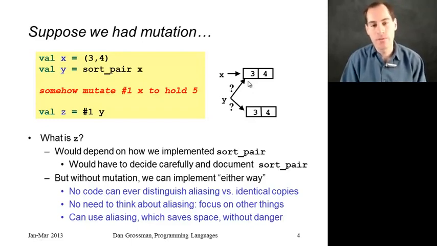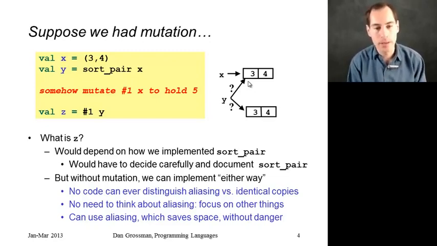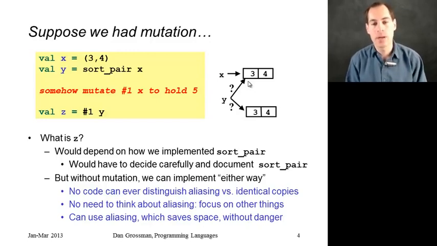Does that change from 3 to 5 affect what y refers to, or doesn't it? It depends now whether x and y are aliases. If you don't have mutation, then you can't tell if things are aliases or copies. This makes it easier to implement sort pair. It makes it easier to use sort pair and reason about the results. And it can even make it easier to implement languages like ML efficiently.